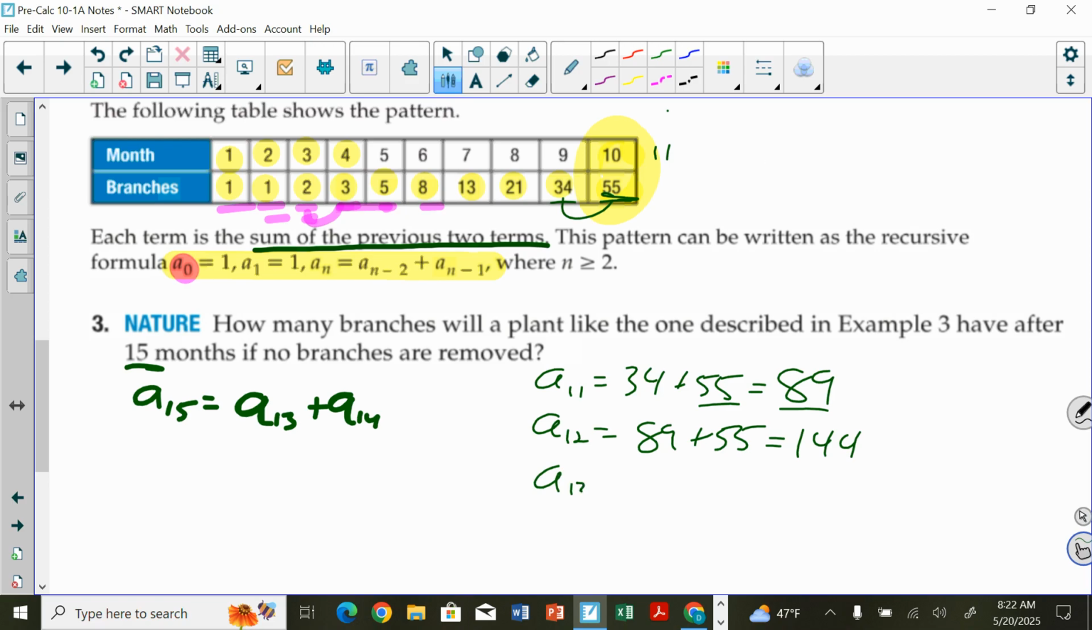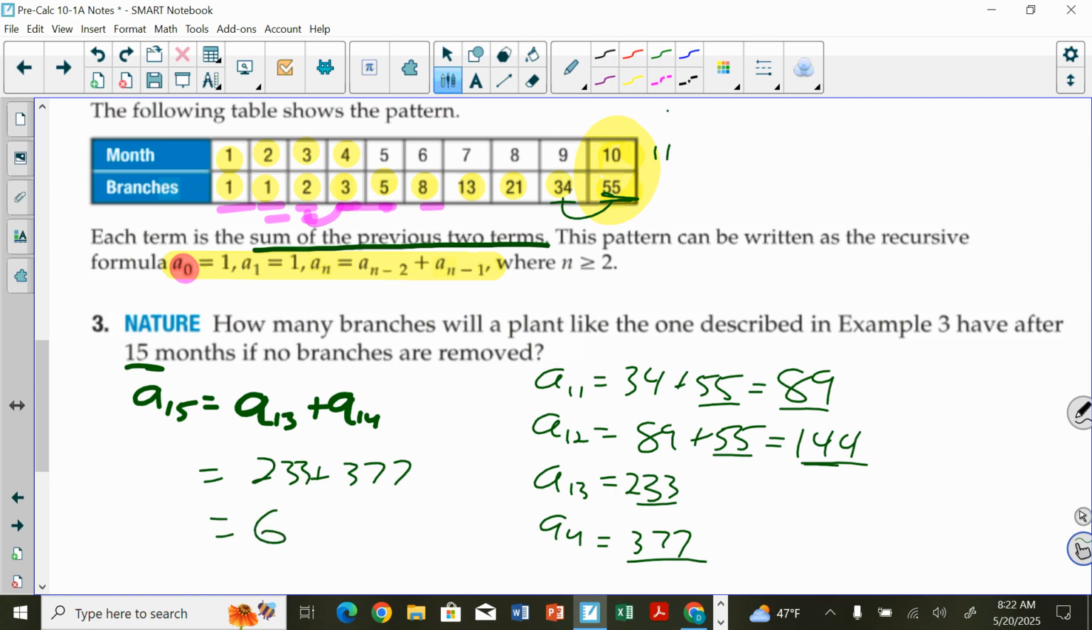And then the 13th, this is what we really want. After the 13th month, I'm going to add these two up, so I'm going to get 233. And then the 14th month is going to be this and this added up, so it'll be 377. So that's what I was looking for, those two. Now I can take these and say 233 plus 377 would give us a total of 610 branches after the 15th month.